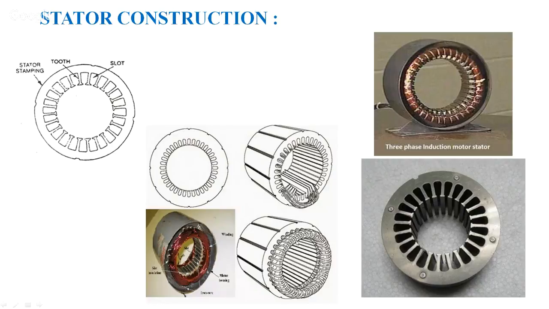This is the stator winding. You can see the copper color here. These are the windings. So this is a three-phase induction motor. This is the stator, these are the slots, and these are the stator windings placed inside the slots. So this is how it is done.